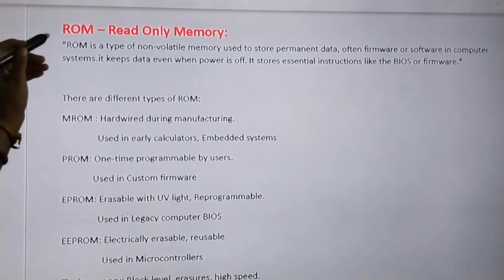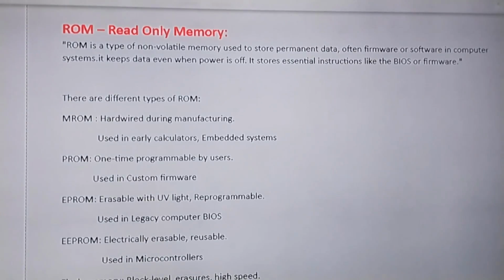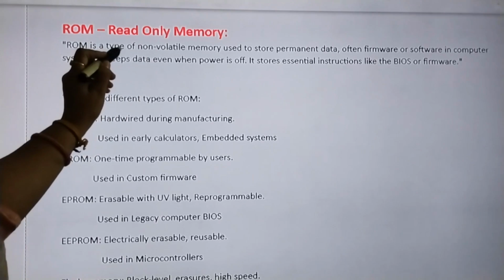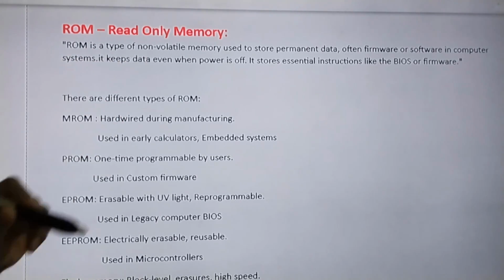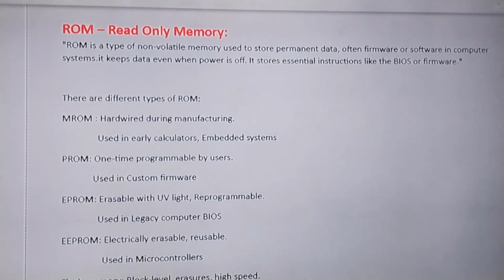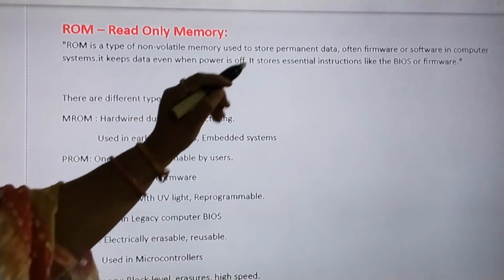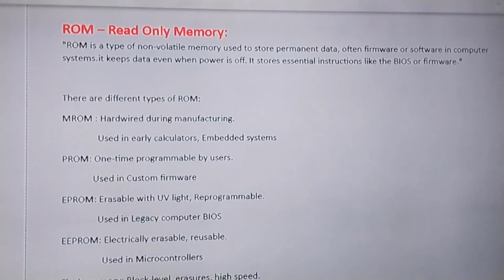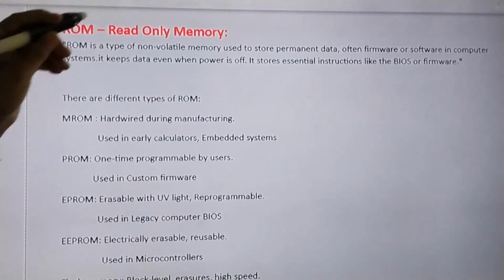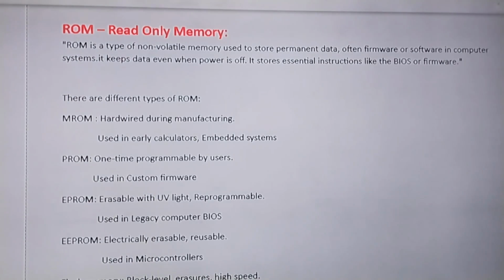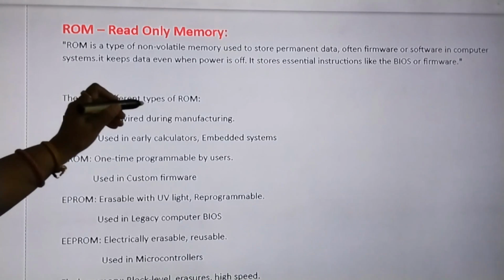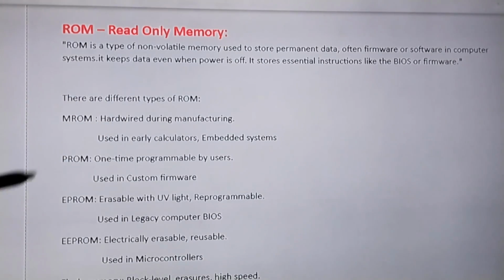It is known as ROM. It is a type of non-volatile memory that is used to store permanent data, often firmware or software in a computer system. Non-volatile means it keeps its data even when power is off, and it stores essential instructions like BIOS or firmware, which is required for starting any computer. So it is again an important memory. There are different types of ROM. The first one is mask ROM.